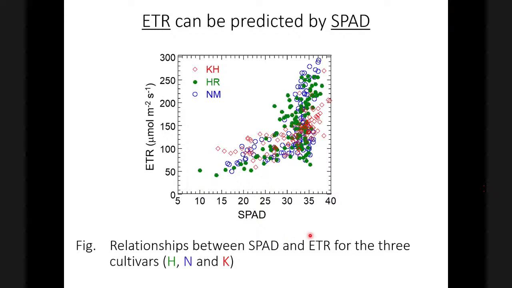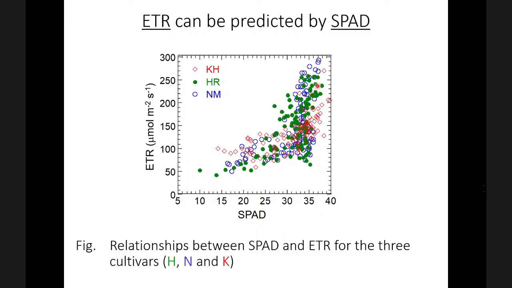And from NDVI to ETR directly, it's not so easy to predict. That's why, firstly, NDVI, next SPAD, thirdly, SPAD to ETR. This is a way how to predict ETR.